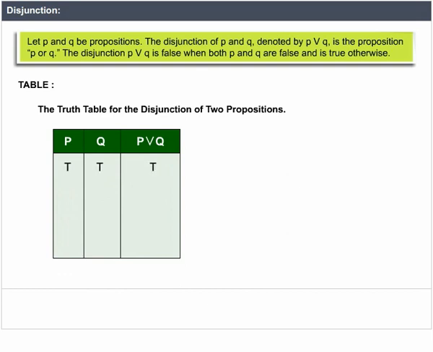P represents T, then Q represents T, then P or Q is T. Second row, P represents T, Q represents F, then P or Q is T. Third row, P represents F, Q represents T, then P or Q is T. Fourth row, P represents F, Q represents F, then P or Q is F.